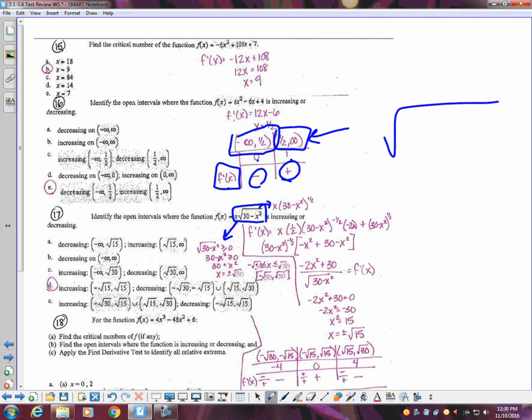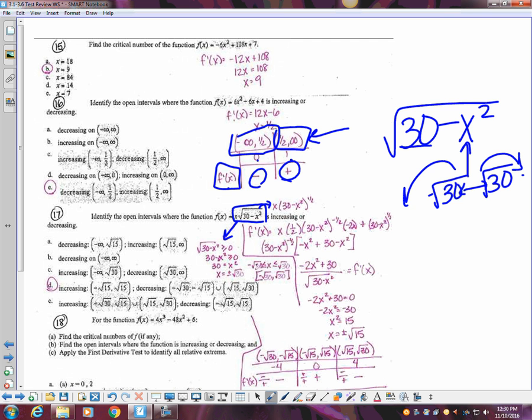And if you think about it, I need this to be in between a negative root 30 and a root 30. If I go beyond root 30, that means this number is going to get big. And when I subtract it from 30, I'm going to get a negative number. Same thing if I go outside here. If I go more negative than a negative root 30, and then I square it, it's going to be bigger than this 30, which is going to make the root negative. So I need to live in between here. So I have got an interval of negative root 30 to root 30.